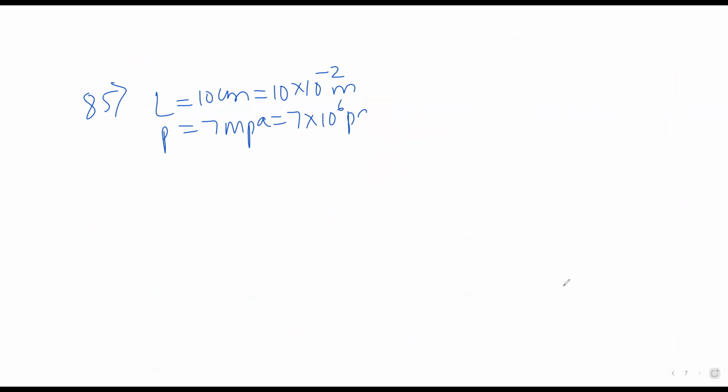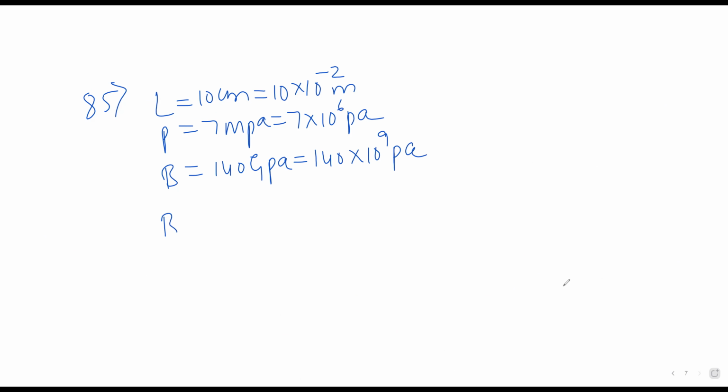85th one ಏನ್ ಕೊಟ್ಟಾರ? L is equal to 10 centimeter, ಅದನ್ನ ಮೀಟರ್ ಕನ್ವರ್ಟ್ ಮಾಡಬಹುದು, 10 into 10 to the power of minus 2 meter. And pressure they have given 7 megapascal, ಅನ್ನ mega ಅಂದ್ರೆ 10 to the power of 6 pascal ಅಂತ ಬರಿಬಹುದು. Bulk modulus 140 gigapascal they have given. ಇದನ್ನ 140 giga ಅಂದ್ರೆ ಎಷ್ಟು, 10 to the power of 9 pascal.